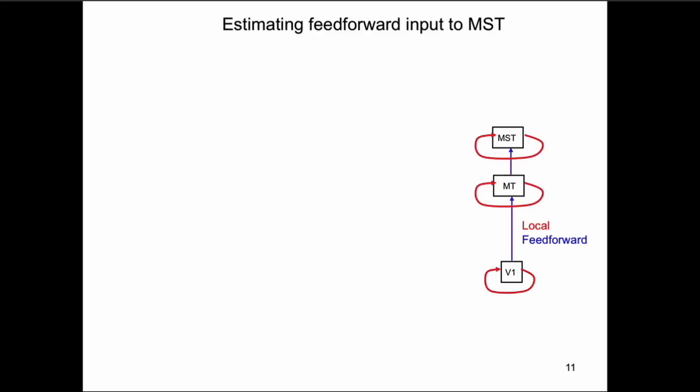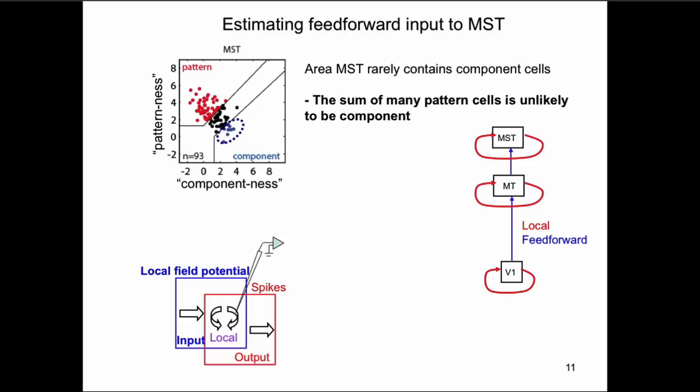So this is all fine, but how can we address the initial question: how to determine if the local field potential is more consistent with feed-forward activity or local processing. This is when we address that issue. So here's the schematic again. What we saw in this highest area, MST, is that area MST rarely contains component cells. And the local field potential is a sum of activity of many neurons. In MST, the sum of all these pattern neurons is unlikely to be component.